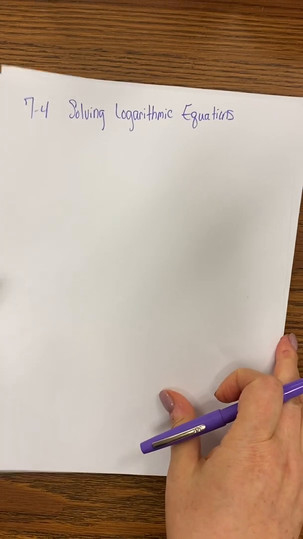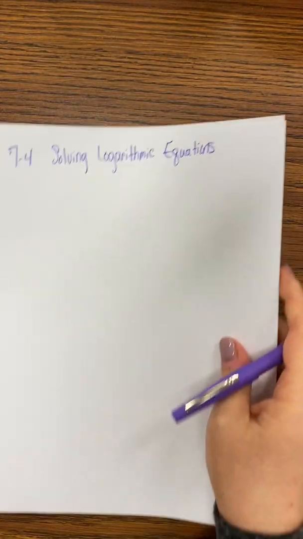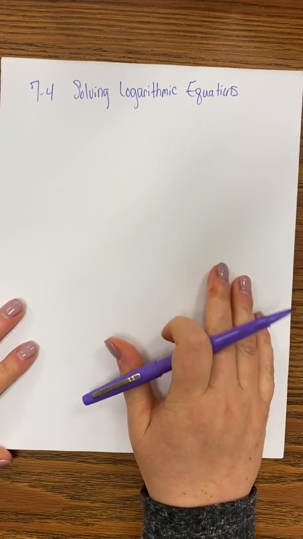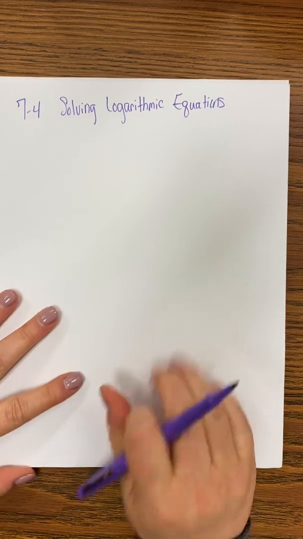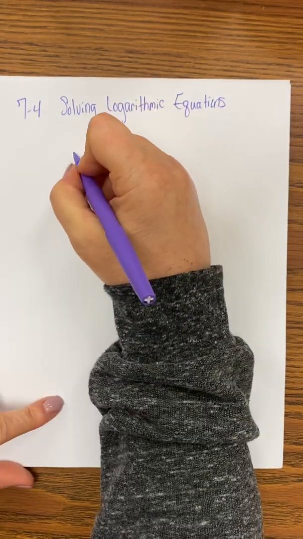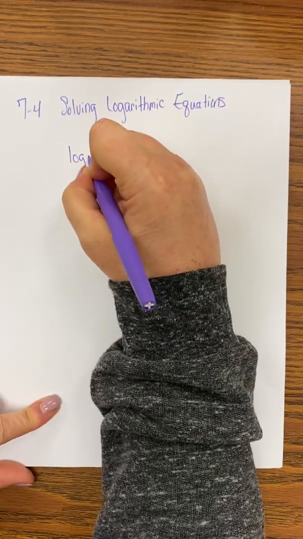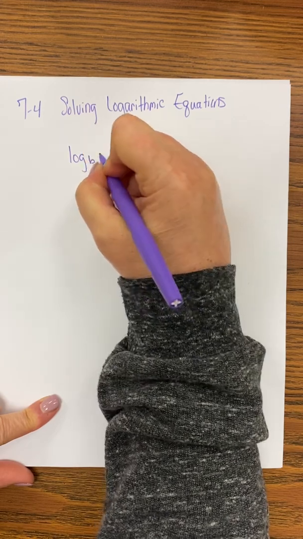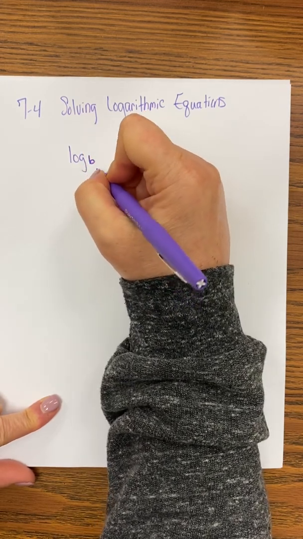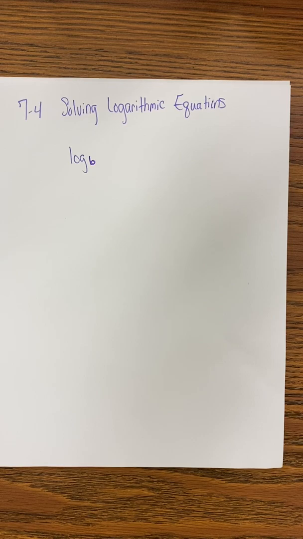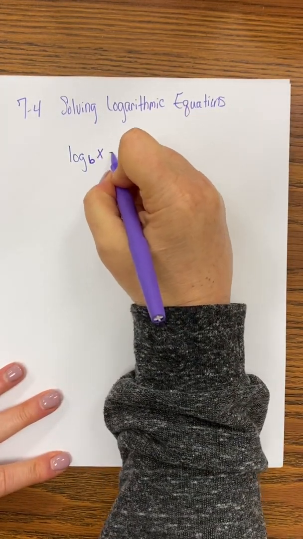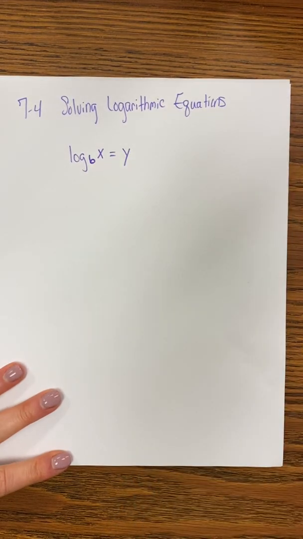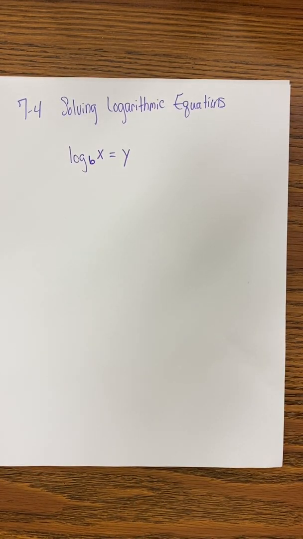Okay, so we're gonna go ahead, and this is gonna be lesson 7.4, solving logarithmic equations. So if you remember, in the last lesson, we're gonna use this again. It was log base b of x equals y. So that's how we're gonna solve these.